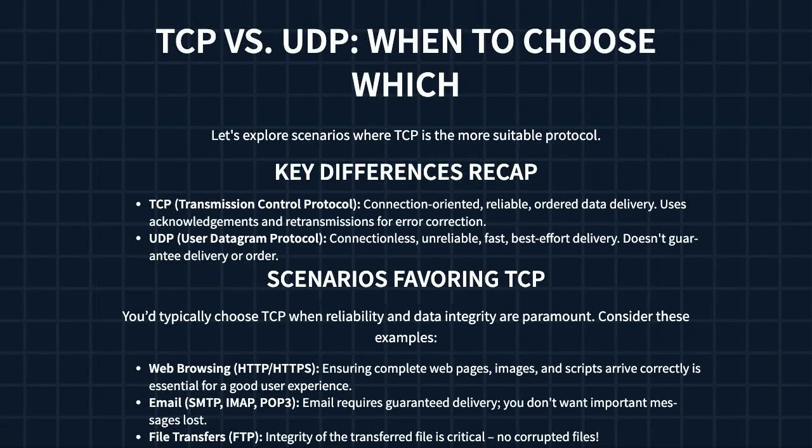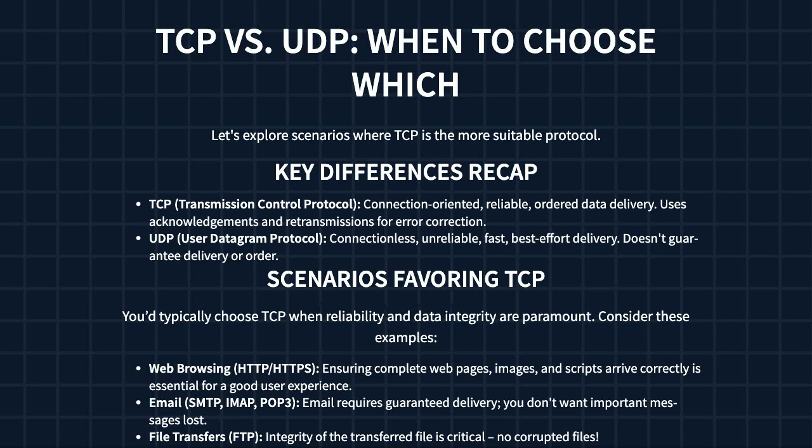Okay, let's talk about when we would prefer using TCP over UDP. The main difference between the 2 protocols lies in their reliability. TCP is like a super careful courier. It makes sure every single package arrives intact and in the right order. It does this by constantly checking for acknowledgements and resending any lost pieces. UDP, on the other hand, is more of a let's just get this delivered quickly approach. It doesn't guarantee delivery or that things will arrive in sequence.